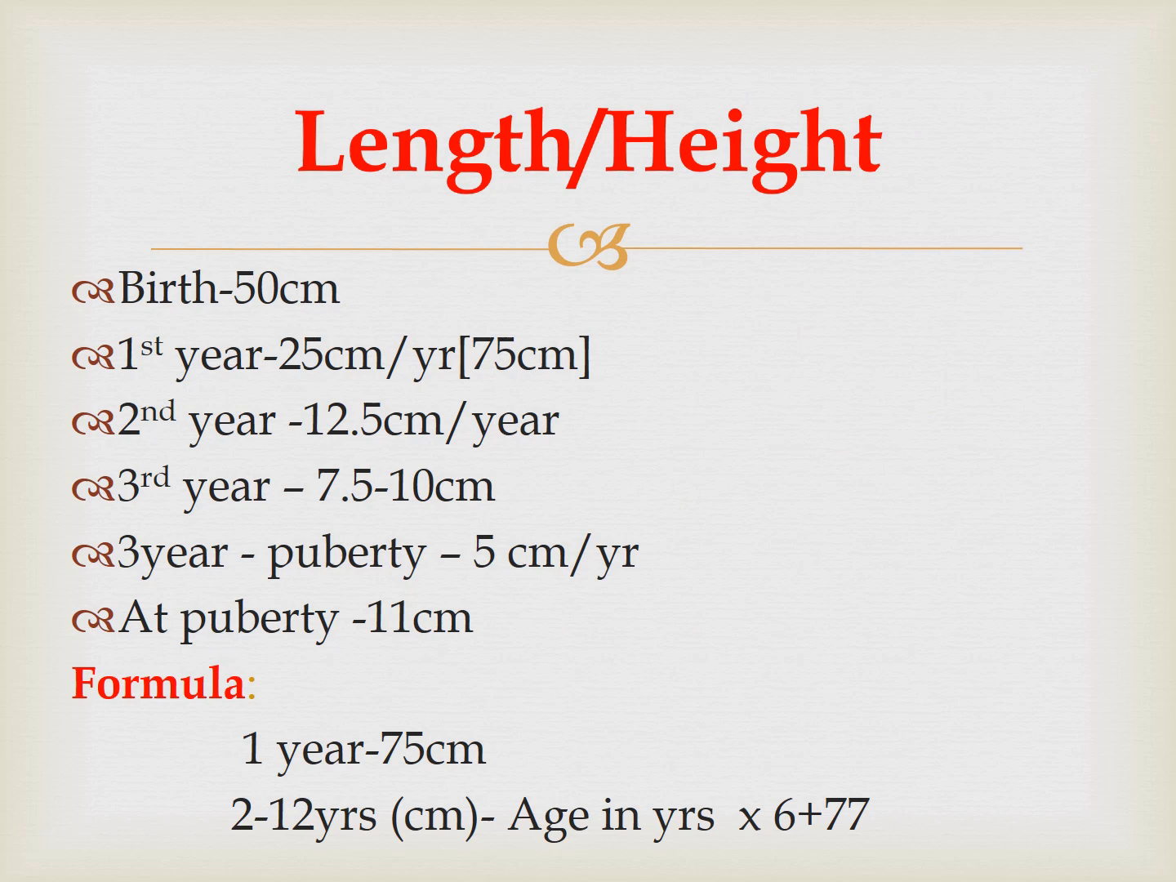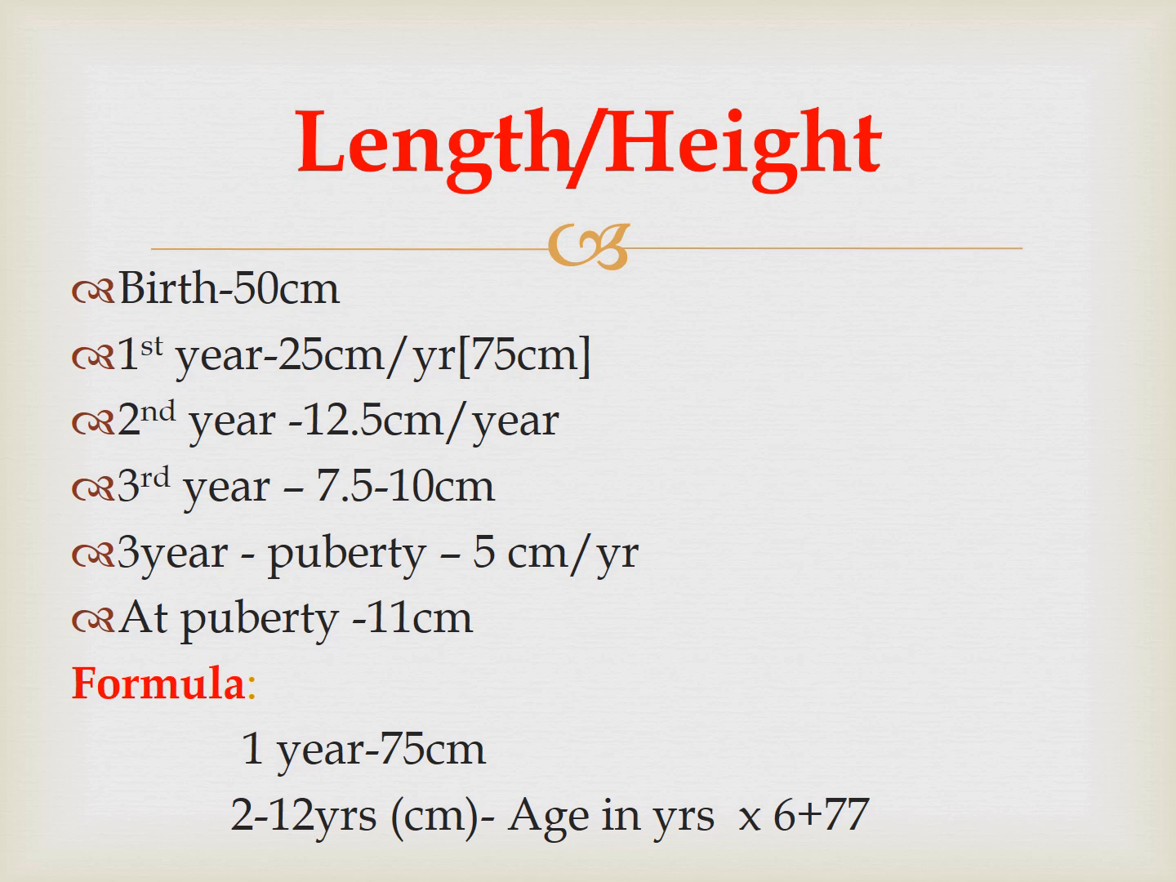Now come to length or height. When you take a supine lying height, that is known as length, and when you take a standing height, that is known as height. So length is taken for babies till they can stand. So for all children less than 2 years, we take a supine length, and above 2 years we take a standing height. At birth, the average length of a baby is estimated to be 50 centimeters.